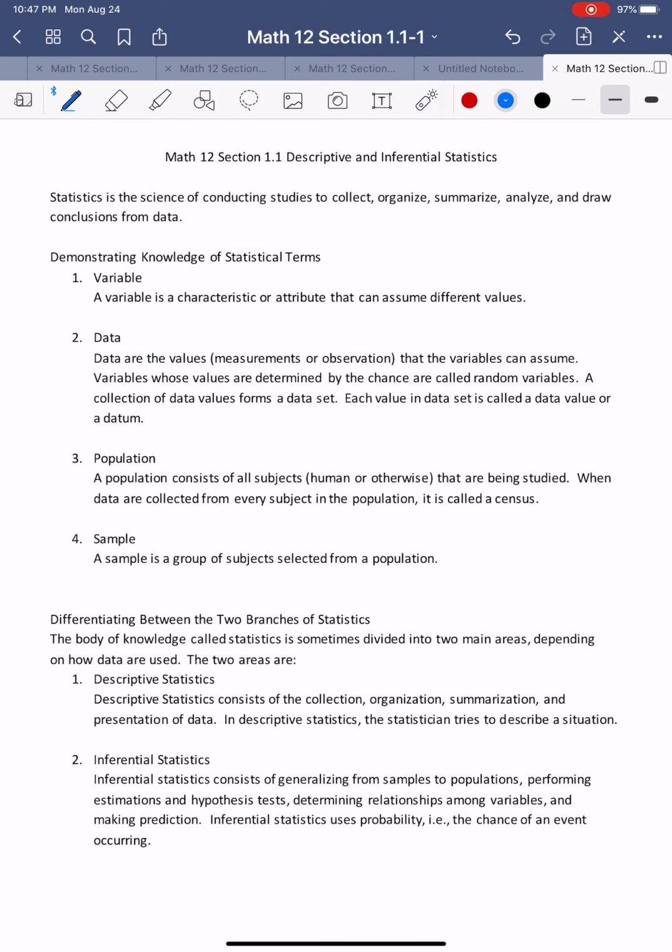Hello. This is Math 12, Section 1.1, Descriptive and Inferential Statistics. So statistics, I'm going to talk about the statistic first, okay?